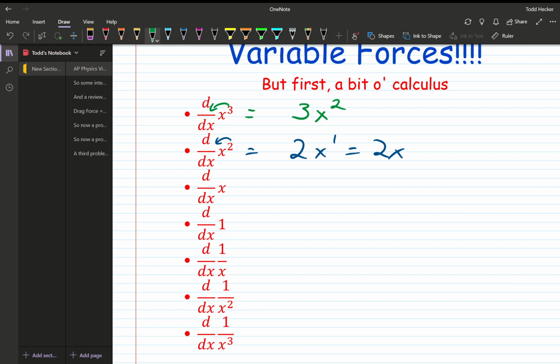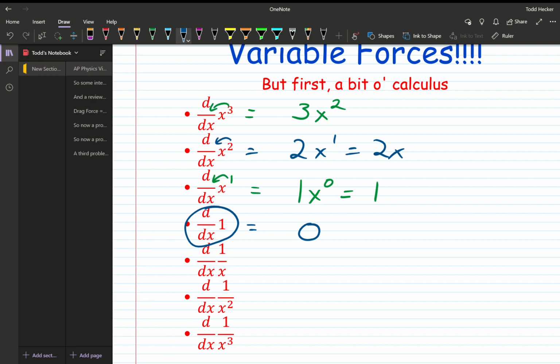On this next one, it's x, so that's just x to the first power. Bring the exponent up front, times x to the 1 minus 1, which is 0. x to the 0 is 1, so you just get 1. For the next one, the derivative of a constant, the derivative with respect to x of 1 is just 0.